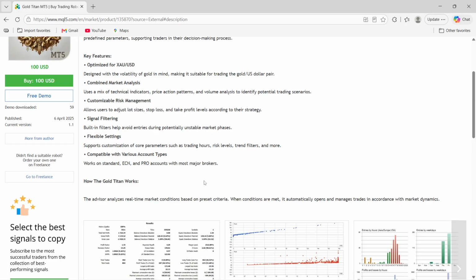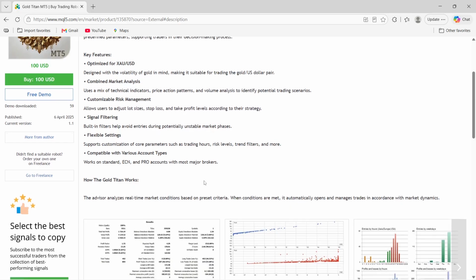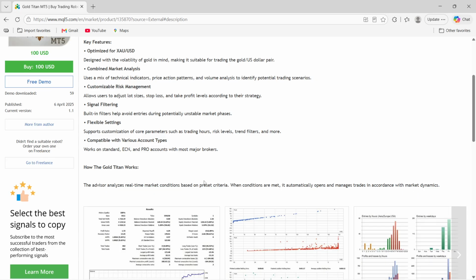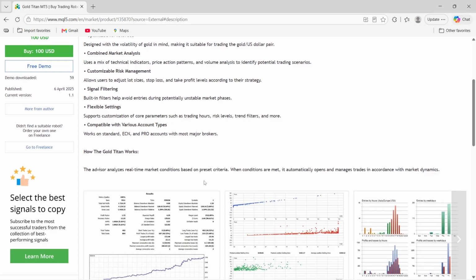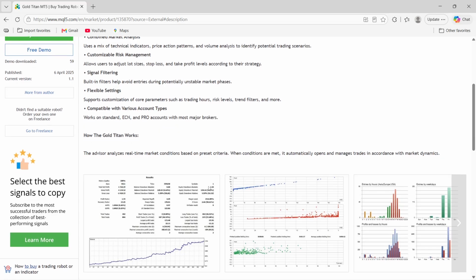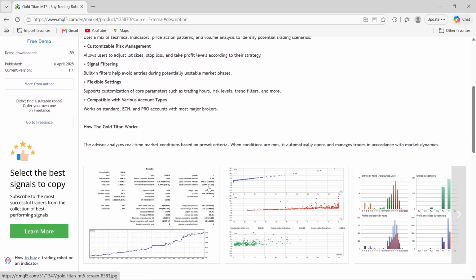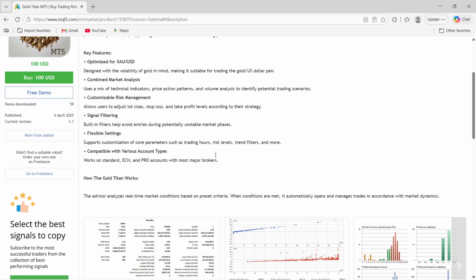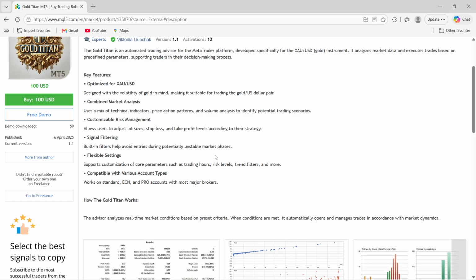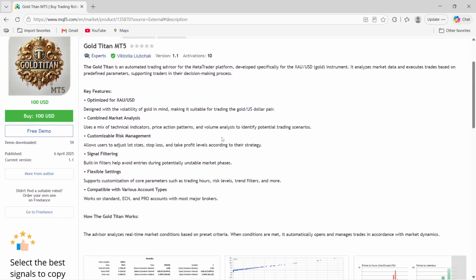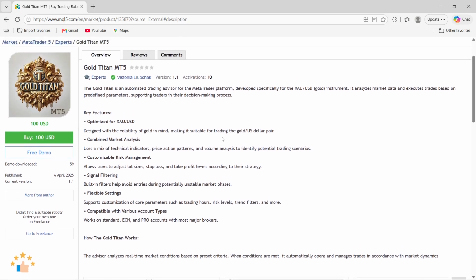So as you can see from the MQL5 page, the Gold Titan EA is developed specifically for trading gold XAUUSD. It analyzes market data using a combination of technical indicators, price action patterns, and volume analysis to identify potential trading scenarios. The system is optimized with gold's volatility in mind and includes signal filters to avoid unstable market phases. It supports customizable risk management, so users can adjust lot sizes, stop loss, and take profit levels. Trading hours, trend filters, and other parameters can also be modified.